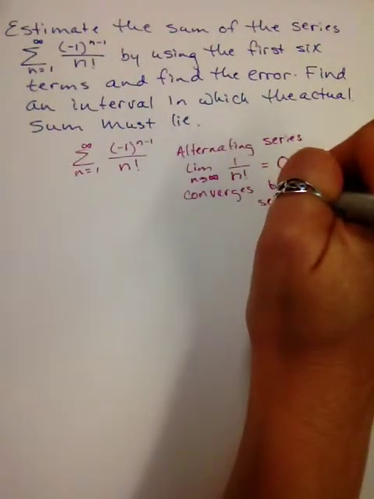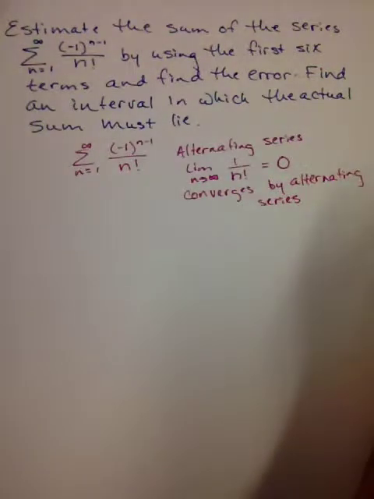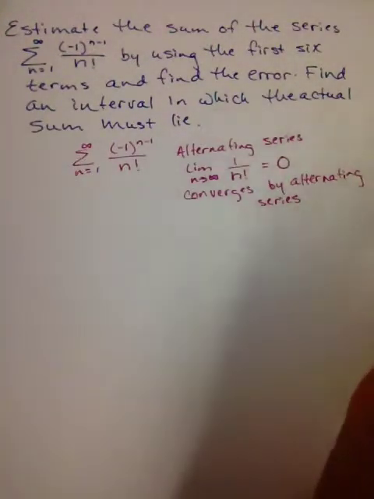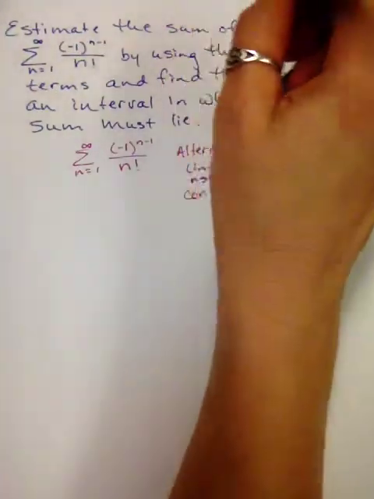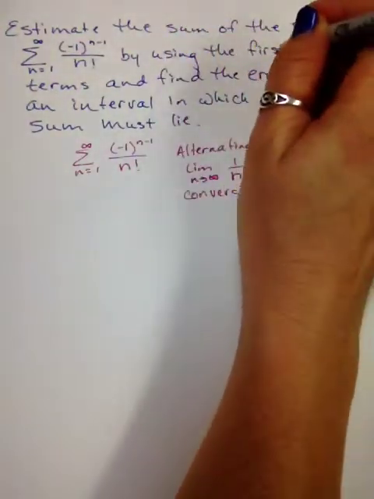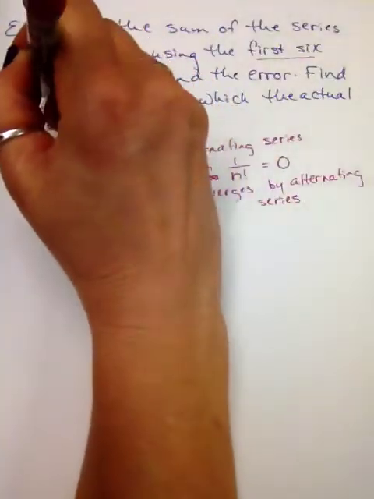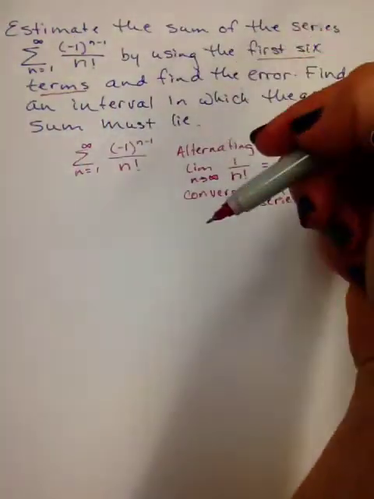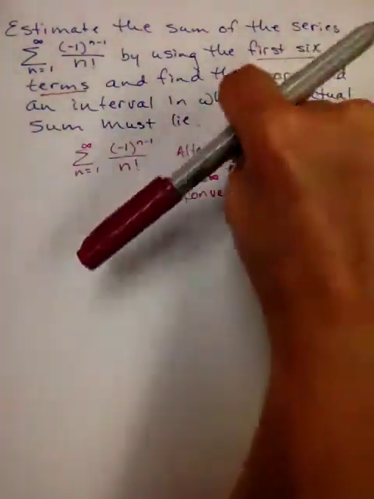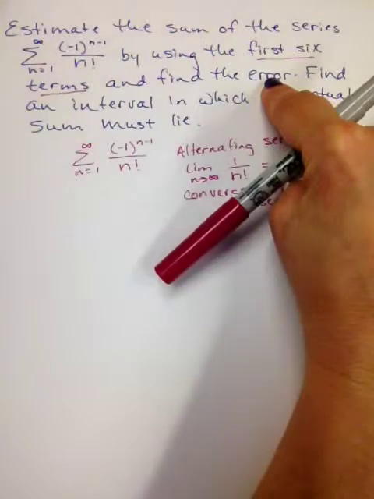Okay, what the actual alternating series remainder theorem says is that the remainder will be the term after you stop. So let's say this one says estimate the sum of the series by using the first 6 terms. So if I want to estimate, I'll very simply add up the first 6 terms and find the error. How much am I off by?